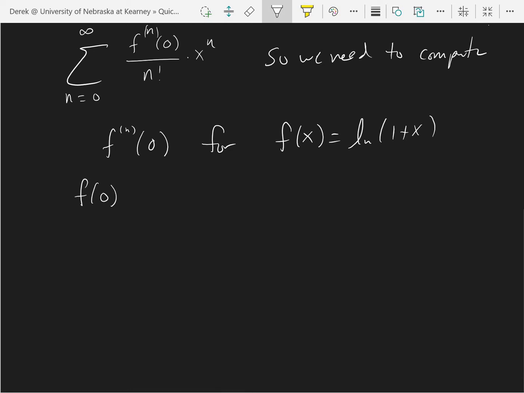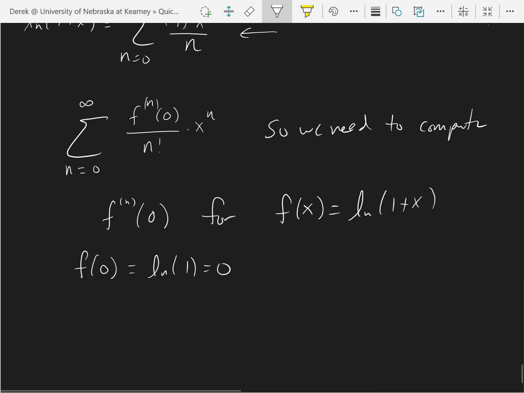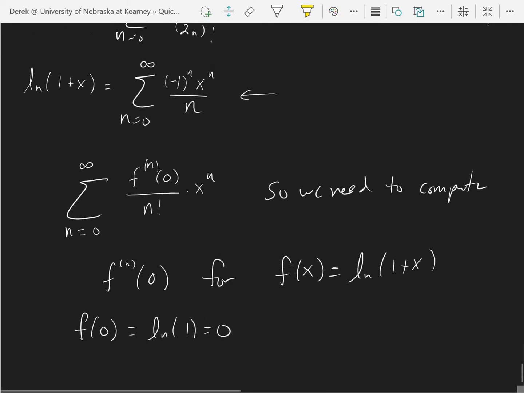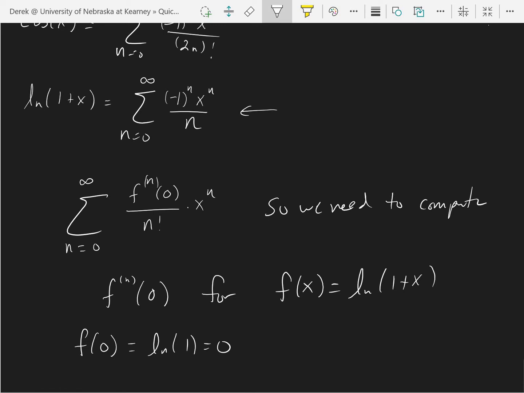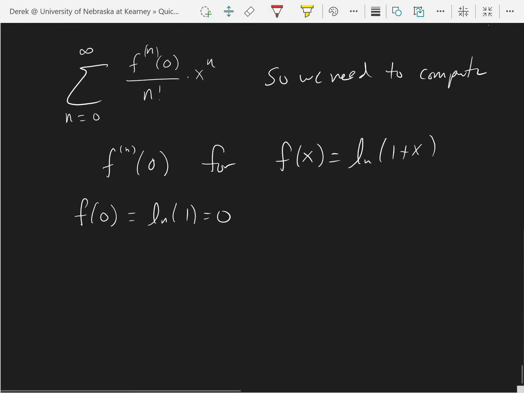F of 0, the 0th derivative, is equal to the natural log of 1, which is equal to 0. So that's probably good here. Let's look at this. I probably don't want to start at 0 because I'm dividing by 0 there. So we probably want to change that. We probably want to start this at 1. Let's see if we're good for the rest of it.